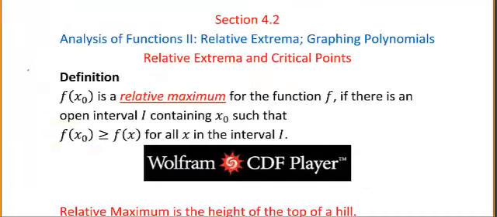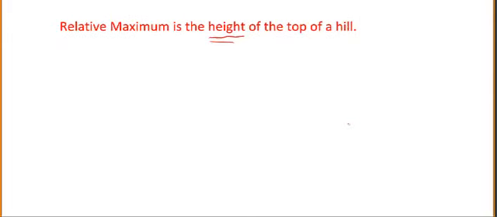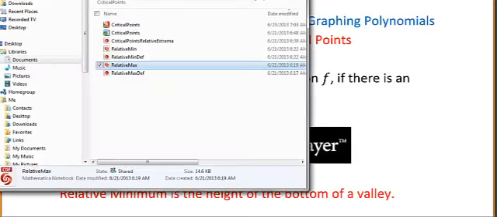Loosely speaking, we can think of the relative maximum as the height. Remember, it's the height, the function value, the y value of the top of a hill on the graph of a function, I should say. A relative minimum is the same idea, except that it's the smallest value in its vicinity. And let's take a look at an example of that.